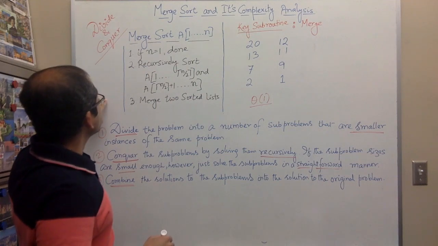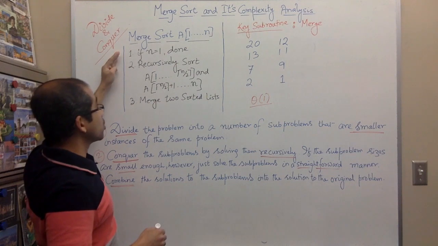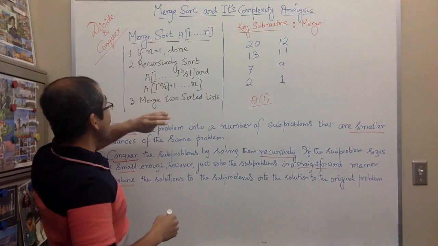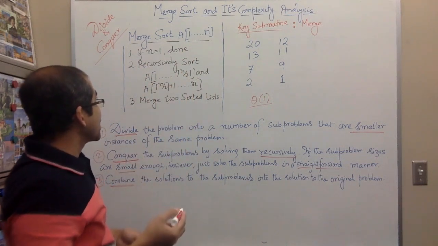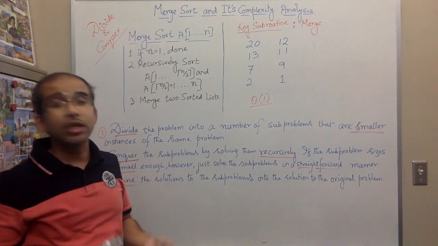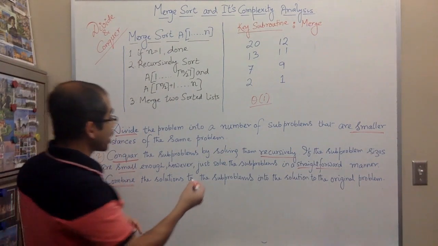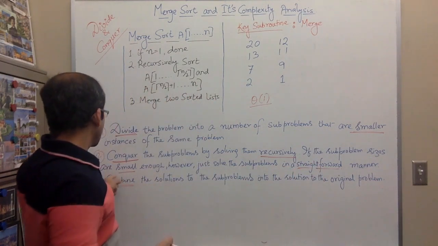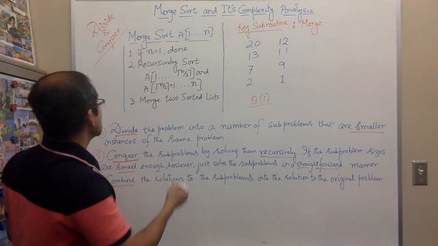Initially, the first line of the pseudocode, I already talked about pseudocode: if n equal to 1, done. What does it mean? It means a single element array, and if this is a single element array, we consider this already sorted. This case is the base case. So this just solves the subproblems in a straightforward manner if the subproblem size is small enough. So this is the base case of recursion.